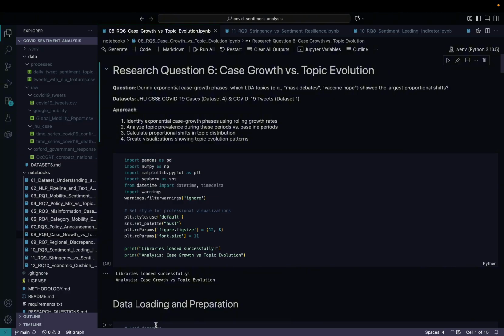The approach we have taken to visualize this is, first, identifying the exponential case growth phases, and then analyzing topic prevalence during each of those periods and the baseline periods, and then calculating the proportional shifts in each of the topics. Then we'll be visualizing. So let us take a look at the visualization.